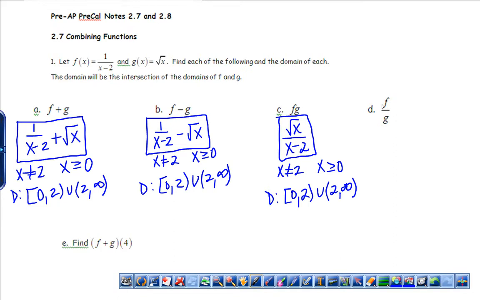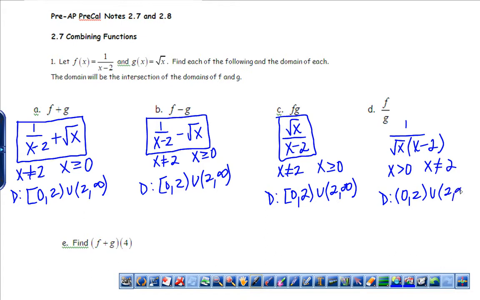All right, when I divide f by g, it looks like I need to leave, change, flip, so I can just multiply by the reciprocal, and I'm going to have 1 over root x times x minus 2. Now because this is on the bottom, x can no longer be equal to 0, so x has to be greater than 0, and x still cannot be 2. So the only thing that's going to change with my domain now is that I can't have a bracket, so it's going to be all parentheses, and that's the only thing that changes with my domain.